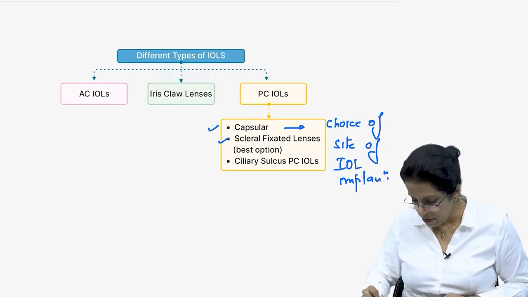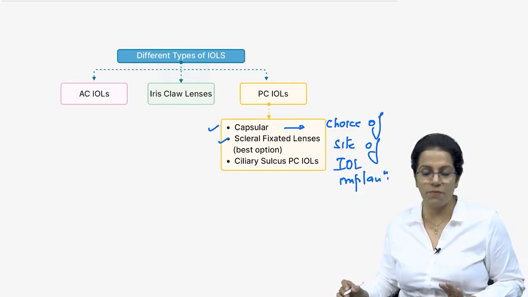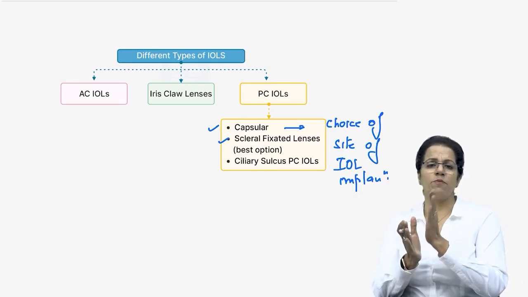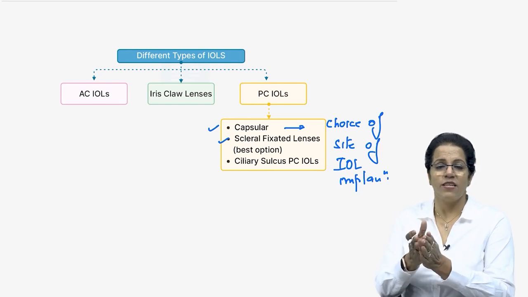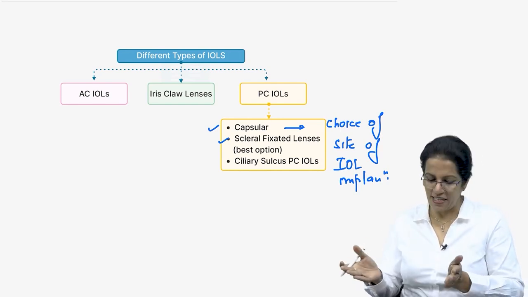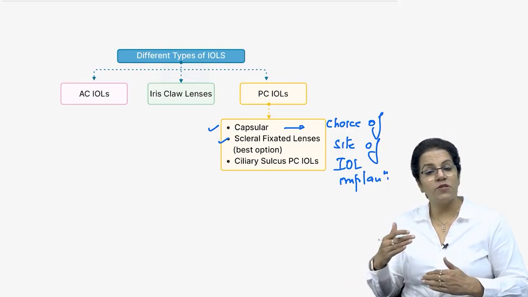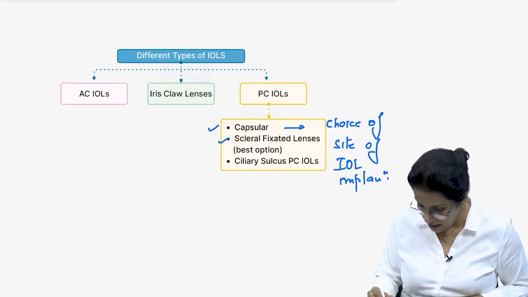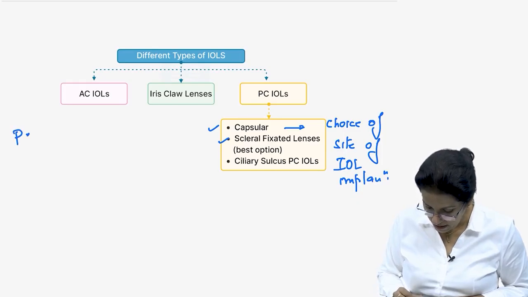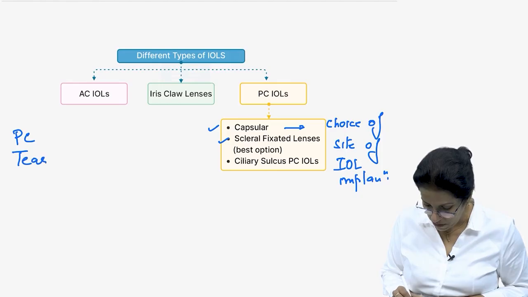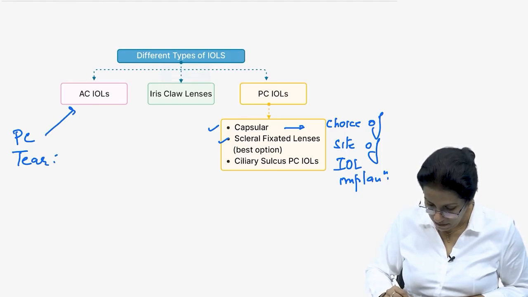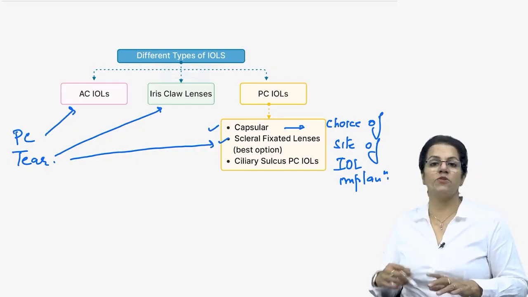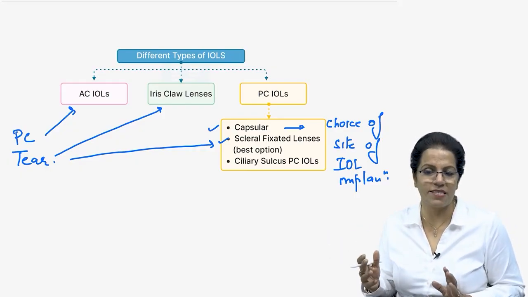Let's not confuse this with the best option written here. I'll explain what best option means. Ciliary sulcus is nothing but a narrow space between the iris and the lens, right? Sometimes the lens is not in the bag, it is in that space, called the ciliary sulcus. If there is a posterior capsule tear and now you have to put the lens, what are the options? In a PC tear situation, when there is no capsular support, one option is ACIOL, one option is iris claw and one option is scleral fixated. Of these three options, scleral fixated is considered the best option. This is what we mean here.